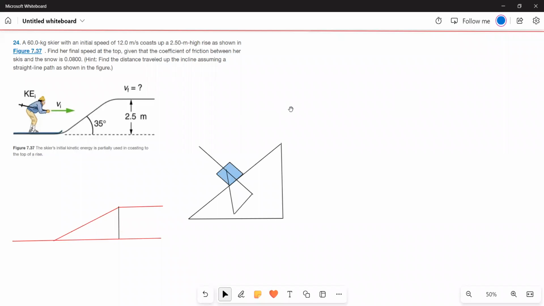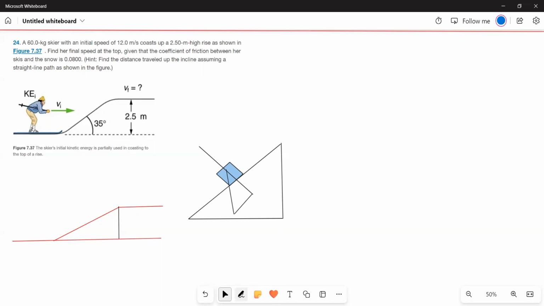This is a multiple concept question in work energy. A 60 kg skier with an initial speed of 12 meters per second goes up a 2.5 meter high rise as shown in the figure. Find her final speed at the top, given that the coefficient of friction between her skis and the snow is 0.08.